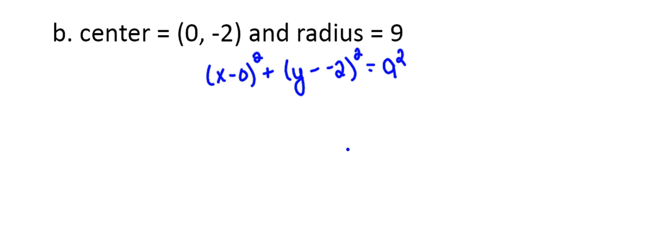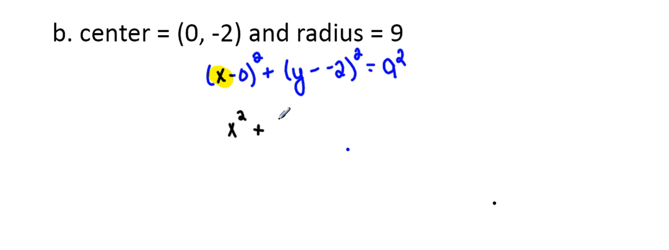And again, I'm going to clean this up and tidy this up just a little bit. x minus 0, if I consider what's in the first set of parentheses, well, anything minus 0 is just that same number I started out with. So x subtract 0 is x. We need to square it.